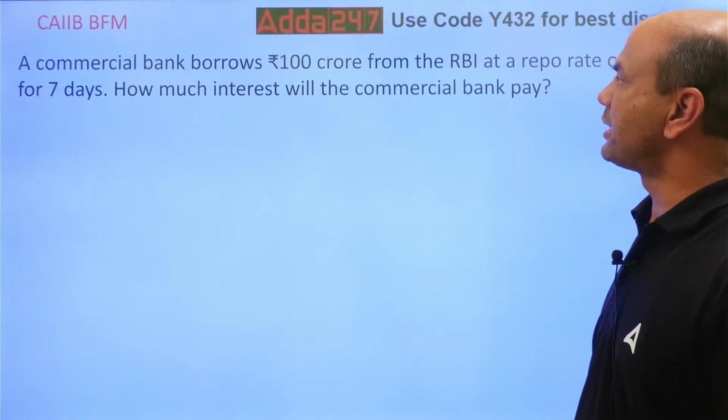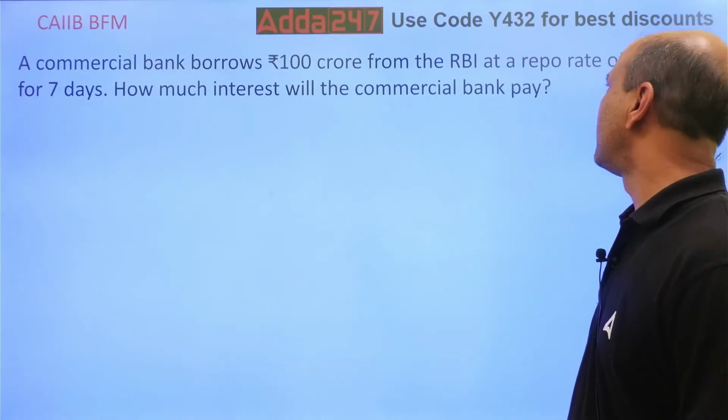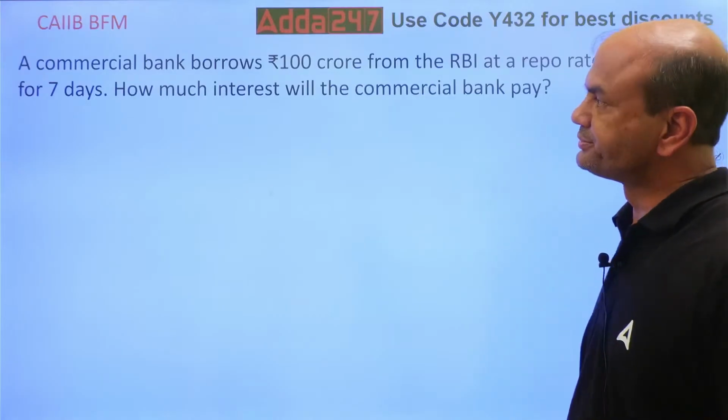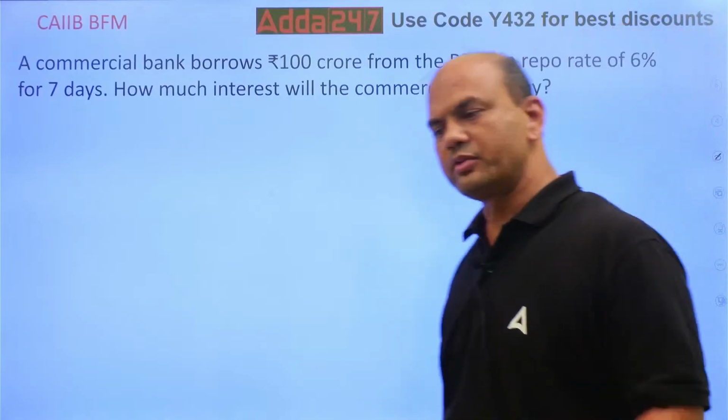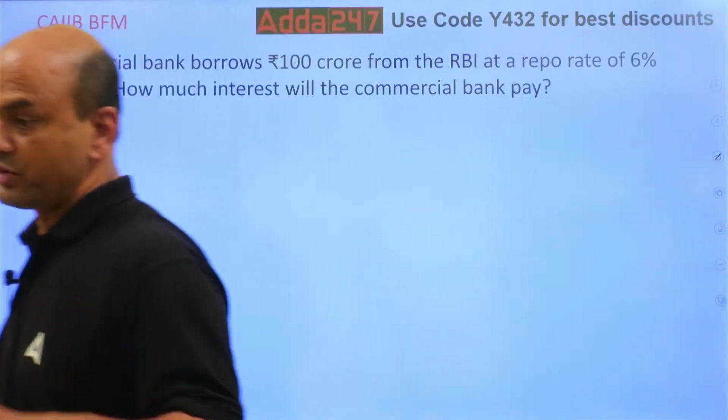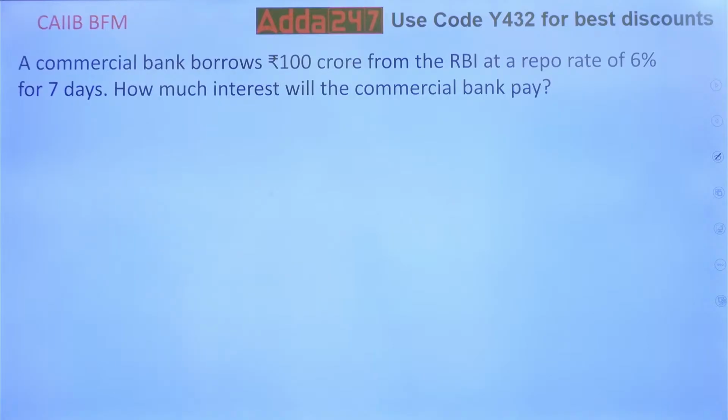A commercial bank borrows 100 crore from RBI at a repo rate of 6% for 7 days. How much interest will the commercial bank pay? Now this you'll have to calculate. Give me the answer. Very simple, right? Everyone should give me the answer now.